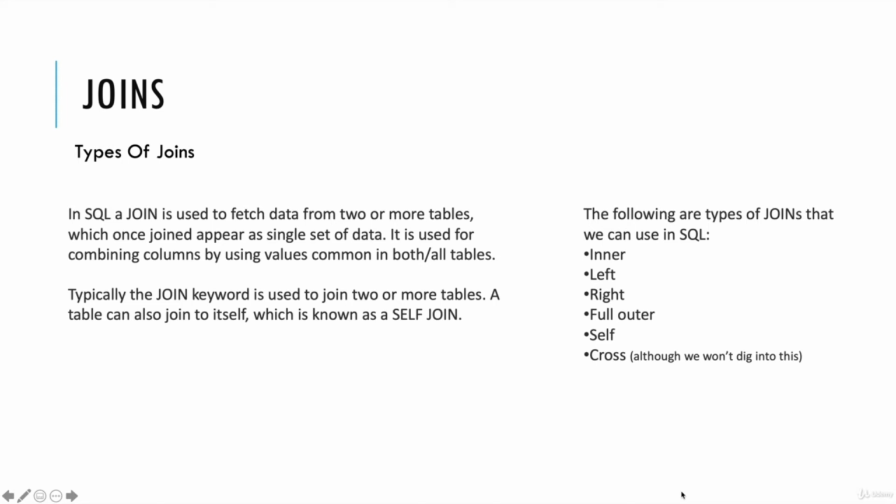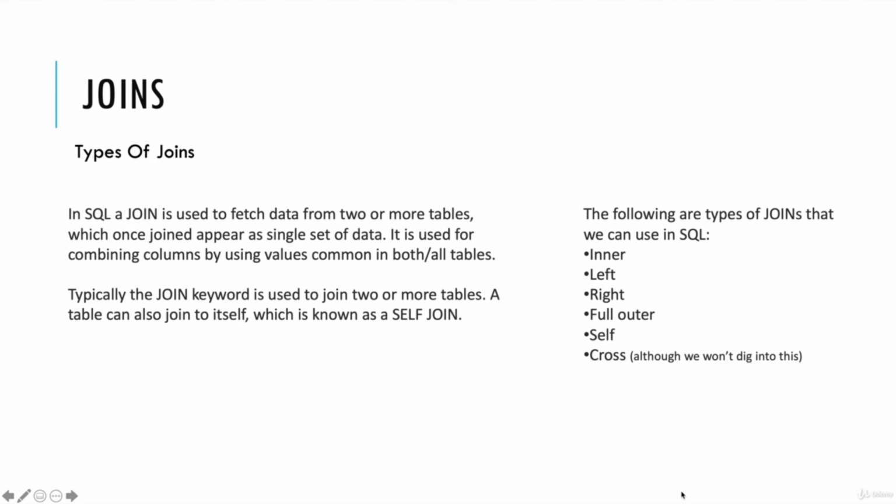Start with types of joins, and before we can talk about the types, we probably need to know what a join is. So in SQL, a join is a way to basically connect two or more tables so that they appear as a single set of data. It's used by combining the columns that are common in both or all of the tables, and a really good indicator that you have a column that can be joined on is a primary and a foreign key.